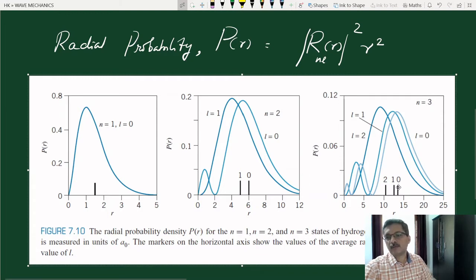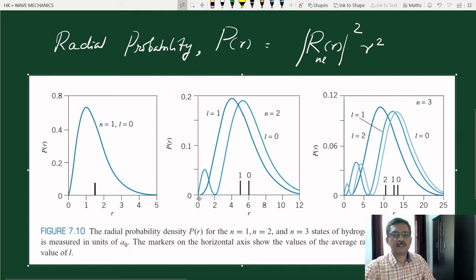Here also, the average distance for the 3s state is nearly 14 A0, for the 3p state nearly 12.5 or nearly 12 A0, we can say nearly 13 A0 maybe, and here for the 3d state it is nearly 10 A0. So there is some variation in the average radial distance, which we will come back to later.